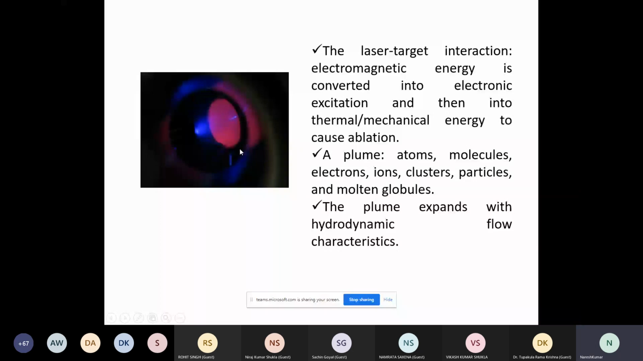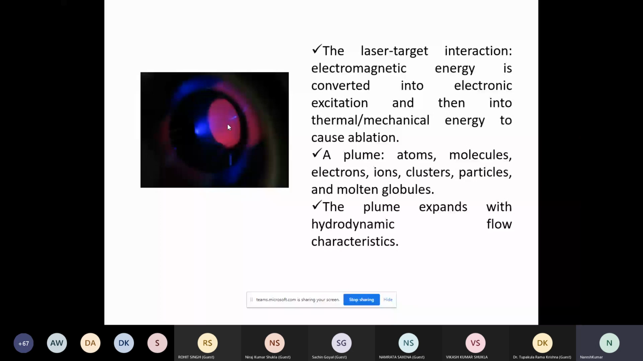When a laser hits a target, there is a laser-material interaction. The electromagnetic energy of the laser pulse is converted into electronic excitation within the material, and then into thermal and mechanical energy that causes ablation. During ablation, a plasma comes out. That plasma has atoms, molecules, electrons, bigger particles, and clusters. They all move ahead and sit at the substrate. That's what is exactly happening in pulsed laser deposition.